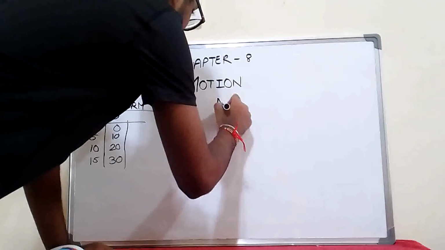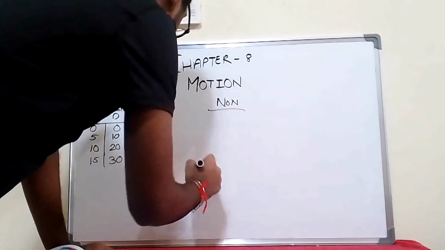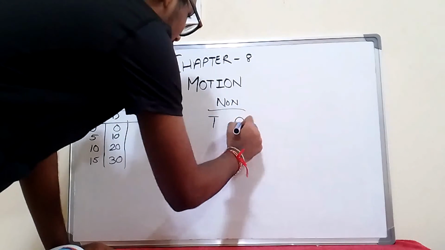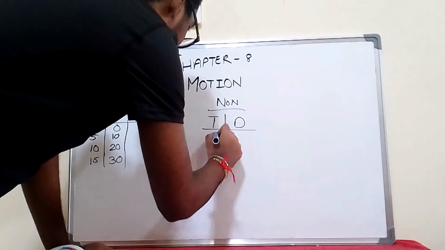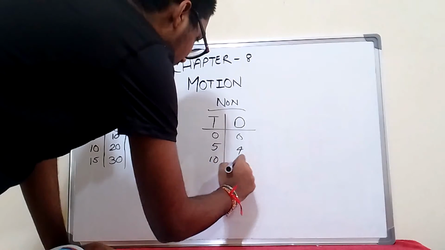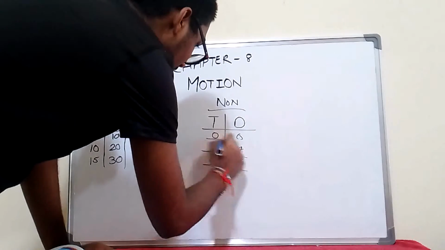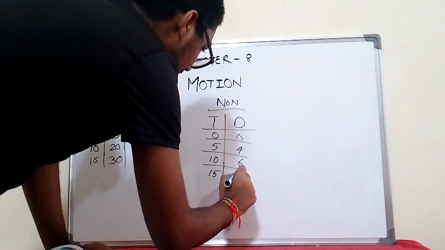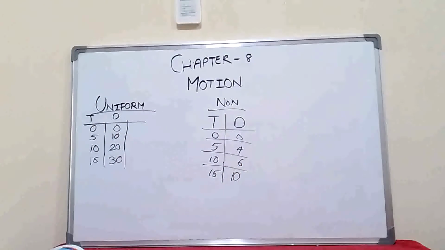Now looking at non-uniform motion, for example time and distance, if you take 0, 0, then at 5 seconds it covers 4 meters, then at 10 seconds it covers 6 meters, then at 15 seconds it covers 10 meters. So non-uniform motion means when an object covers different lengths at equal intervals of time. It covers unequal distance at equal intervals of time. The interval has to be the same.